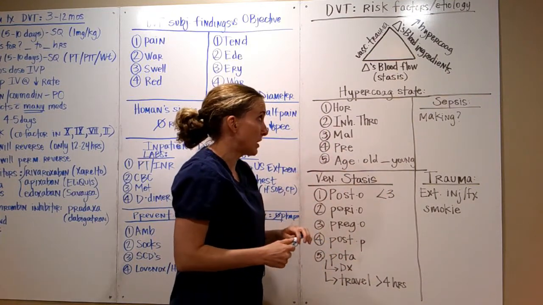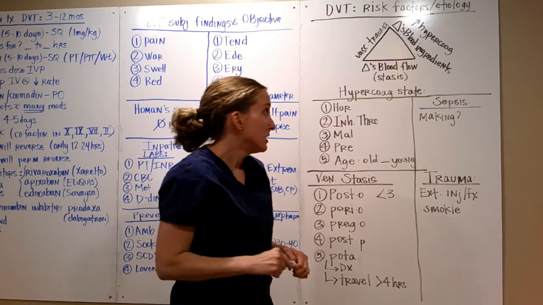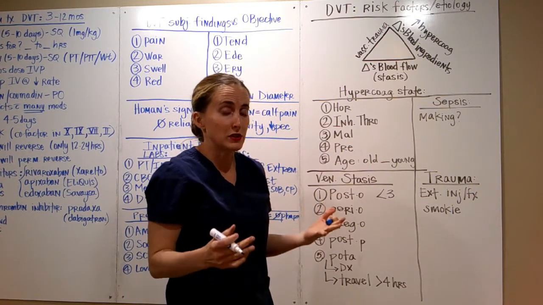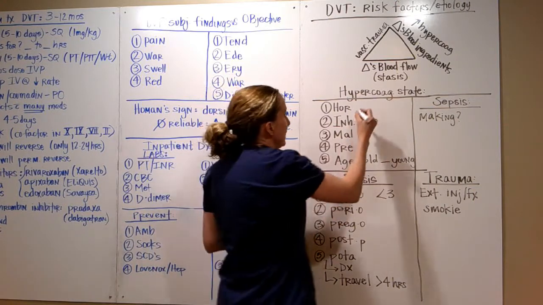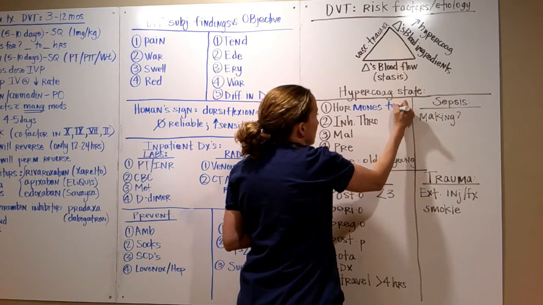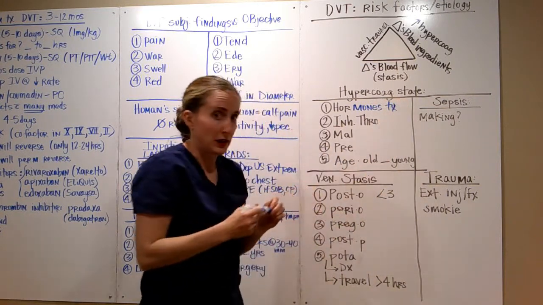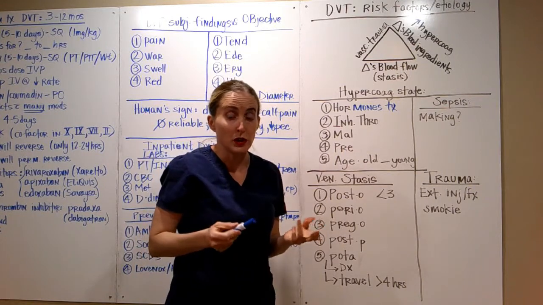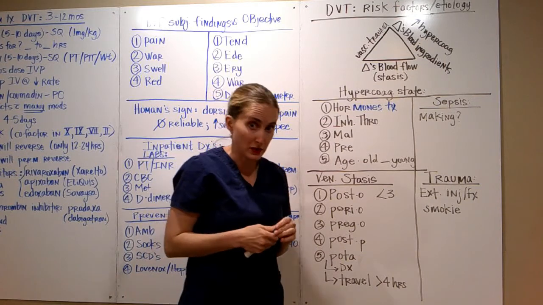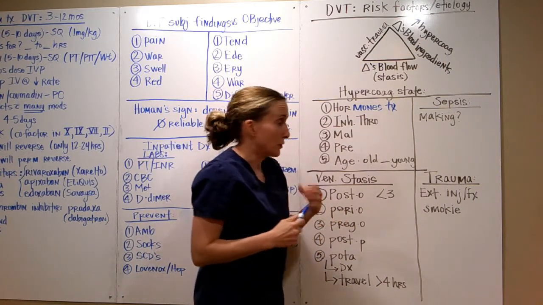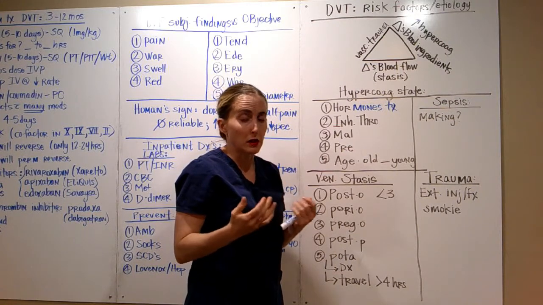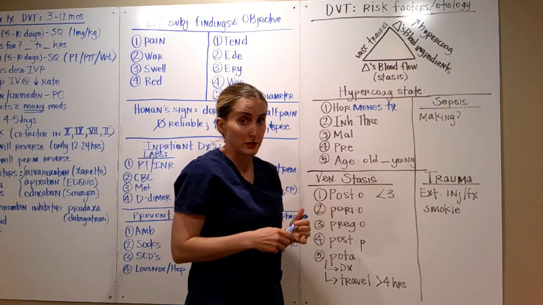Okay, so now we have our hypercoagulable states. So medication, the number one medication that increases our hypercoagulability is hormones. So some sort of hormone therapy, whether it's birth control for females, it's usually the estrogen component that puts you more at risk for having a clot. And then for males, testosterone puts you more at risk for clotting because it increases your red blood cells.